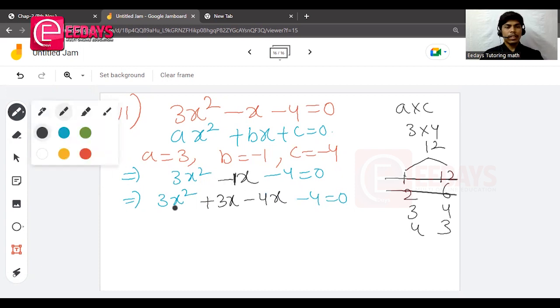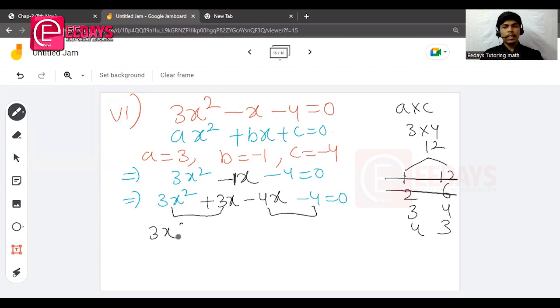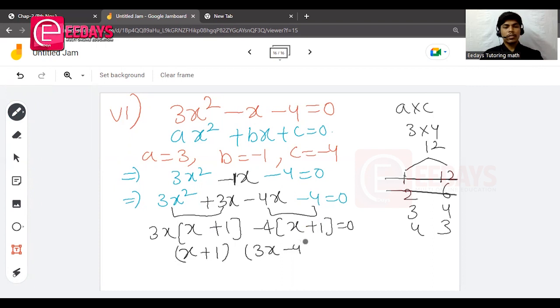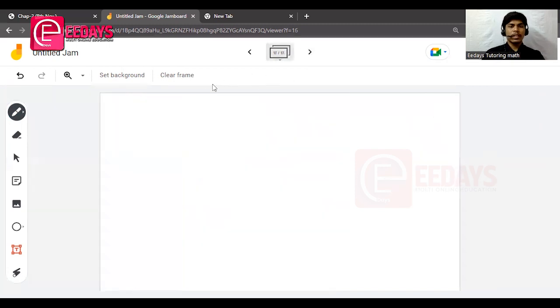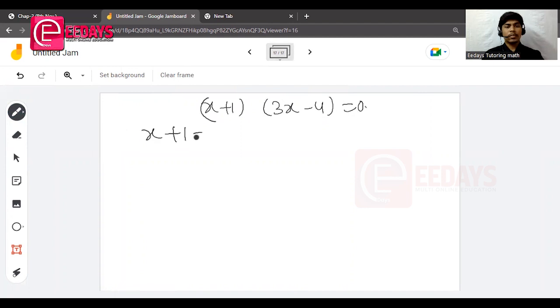Okay. Now let's take common from these two and these two. If we take common from the first, you'll get 3x and left with x plus 1. If you take minus 4 common, you will get x plus 1. So x plus 1 is equal to 0 and 3x minus 4 is equal to 0. All right. Let's do it in the next part. x plus 1 and 3x minus 4 is equal to 0. We should equate to 0. x plus 1 is equal to 0 and 3x minus 4 is equal to 0.